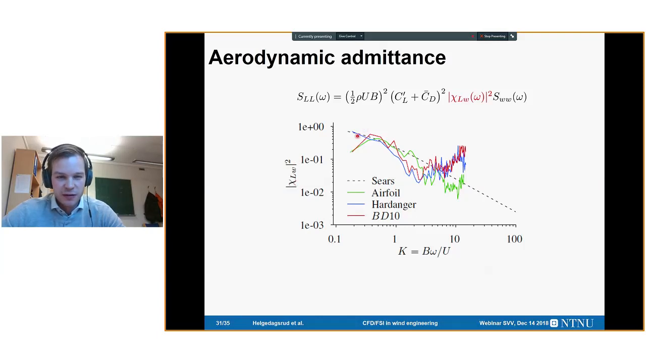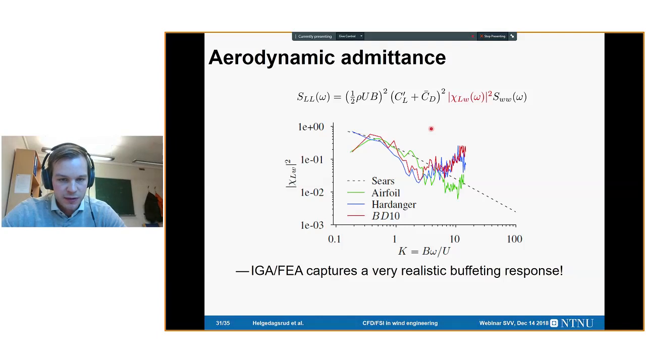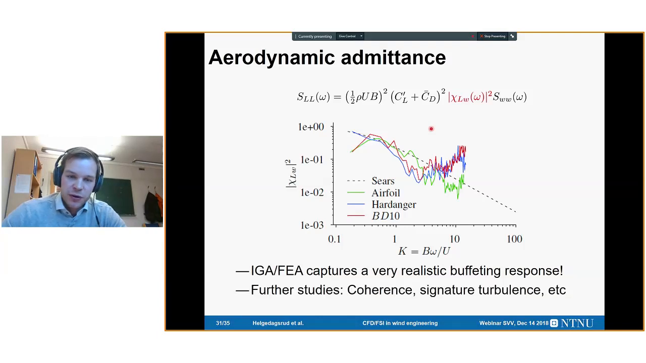It should be mentioned that in the design codes, this is set to unity. And that is, in my opinion, very radical, and gives excessive buffeting forces for high frequencies at least. But yeah, in the end of the day, we were satisfied with the results, and we have submitted the results now very recently. There's also a lot of other things we can do with this framework, so it's kind of ongoing studies. We can study the span-wise coherence and lots of other things.